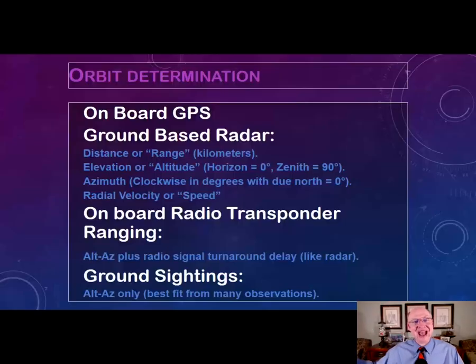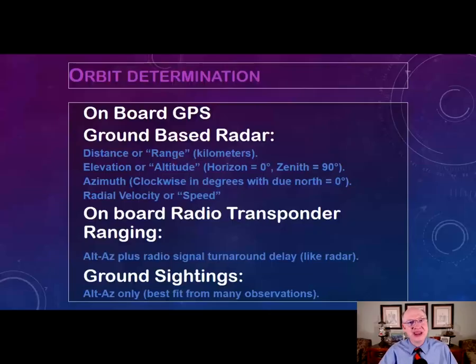North would be an azimuth of 0. East would be an azimuth of 90. South would be an azimuth of 180. West would be an azimuth of 270. And then the altitude, how high up it is, or the elevation as it's often called, 0 degrees is on the horizon and 90 degrees is straight overhead. So the radar can tell you the position of the object in the sky, its elevation or altitude, its azimuth, how high up it is, what direction with respect to north.